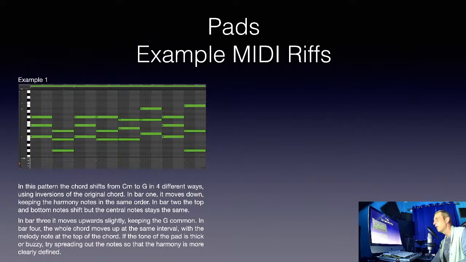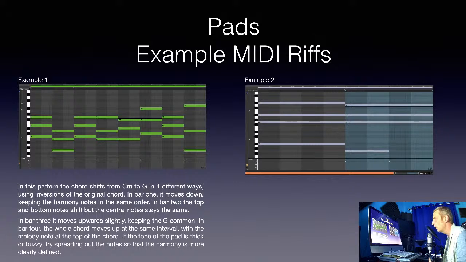If the tone of the pad is thick or buzzy, try spreading out some of the notes so that the harmony is more clearly defined, because obviously if you've got lower tone notes you're creating a lot of thick textures and it's going to be quite buzzy, especially if you're using saw waves or pulse waves. So try spanning some different intervals in the chords.